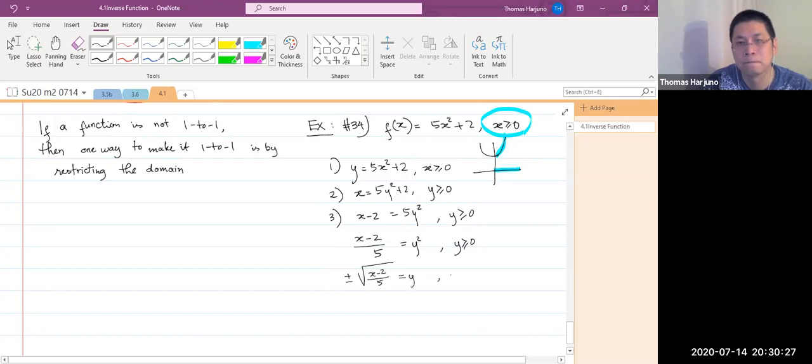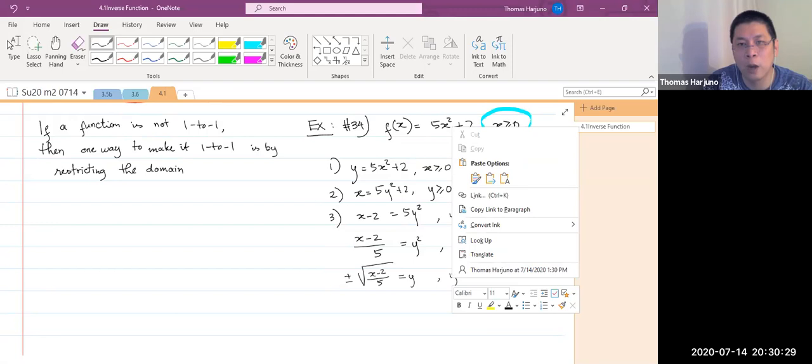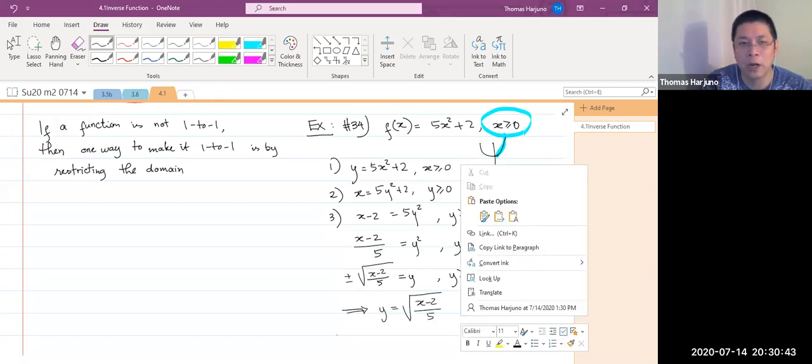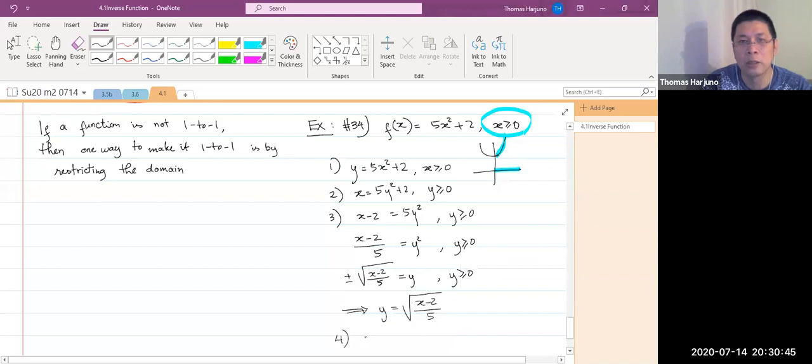Now, together with the fact that y is non-negative, then we get that y has to be the positive branch, not the negative branch. Okay, therefore, then I get the step for f inverse x is the positive branch instead of the negative branch of x minus 2 over 5.